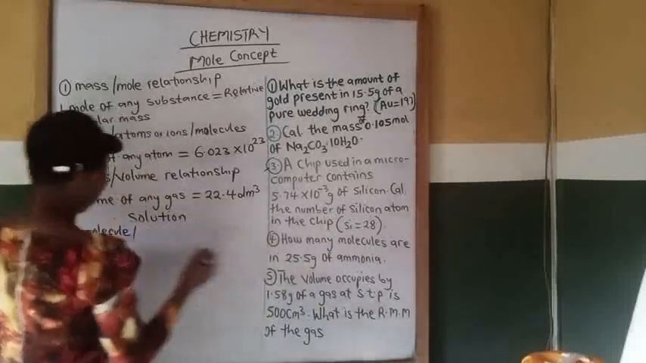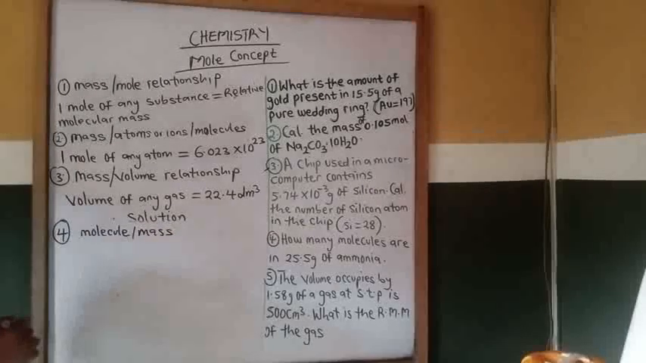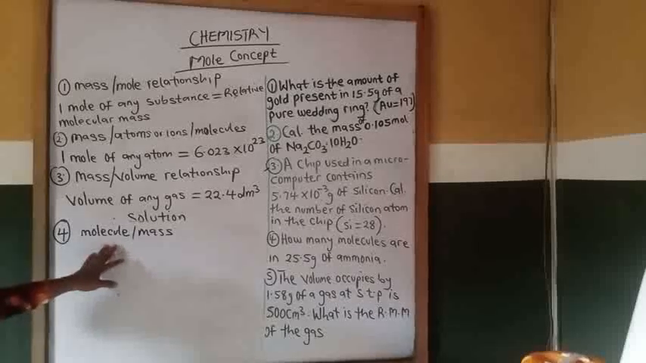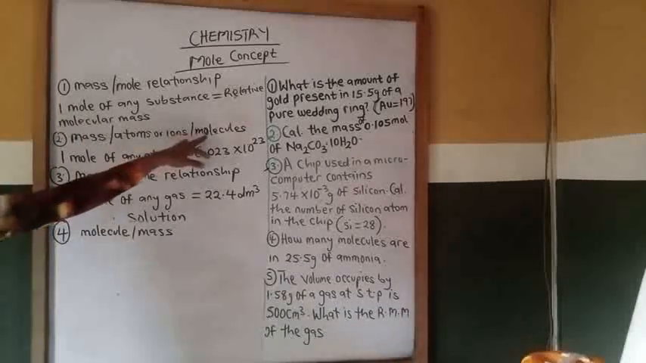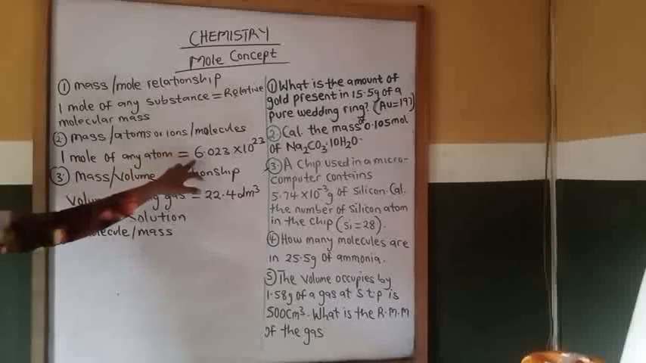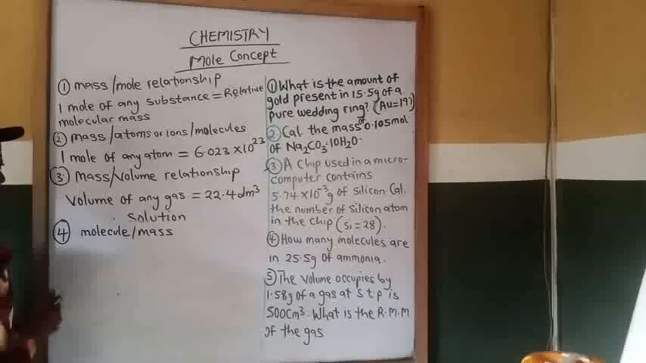Anything in gram is mass. So the question is talking about molecule and mass in gram. Which formula are we going to apply? We apply the second tip, which is 1 mole of any atom or molecule or an ion is equal to Avogadro's constant. So that's the first step to take now.